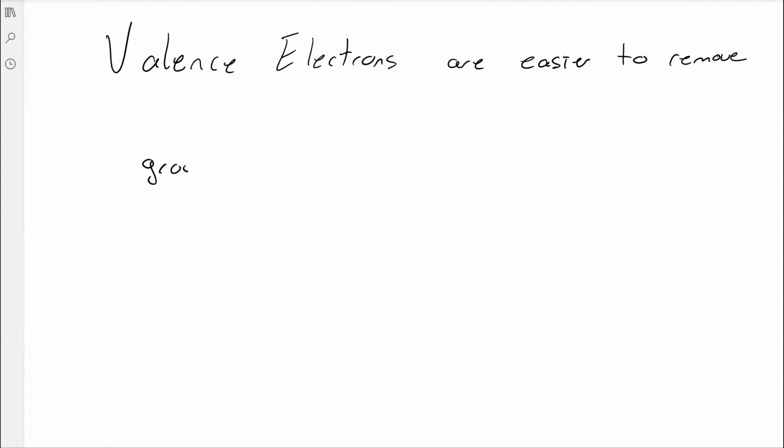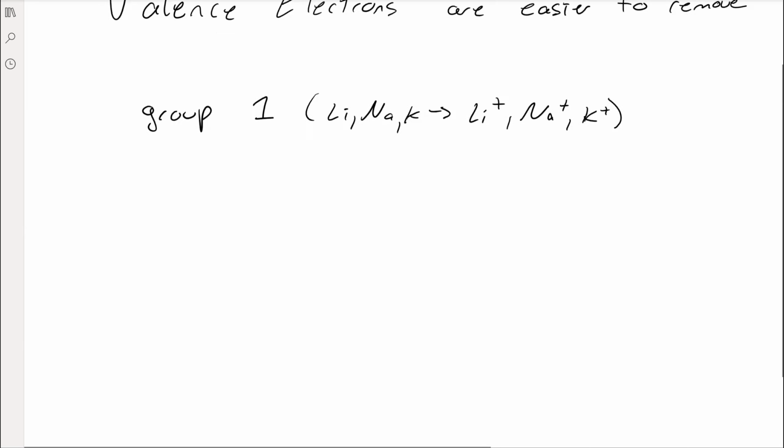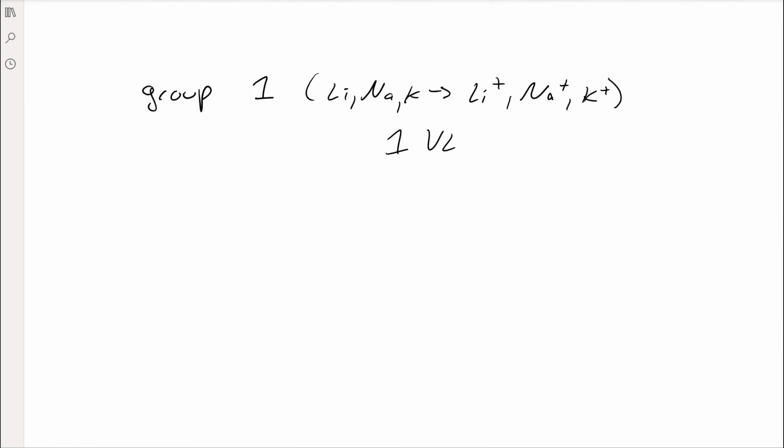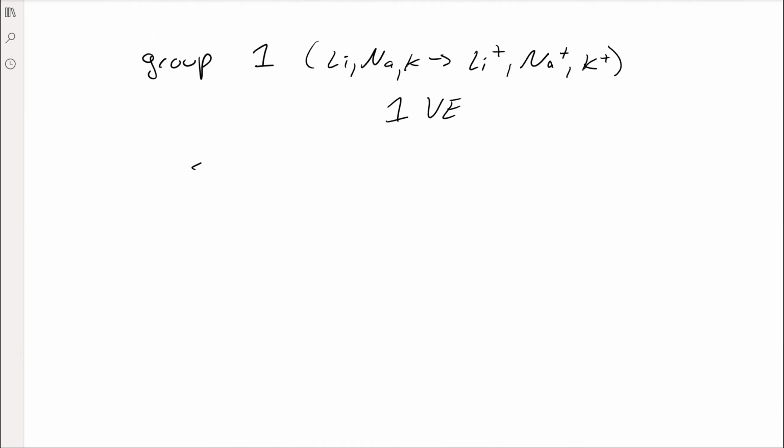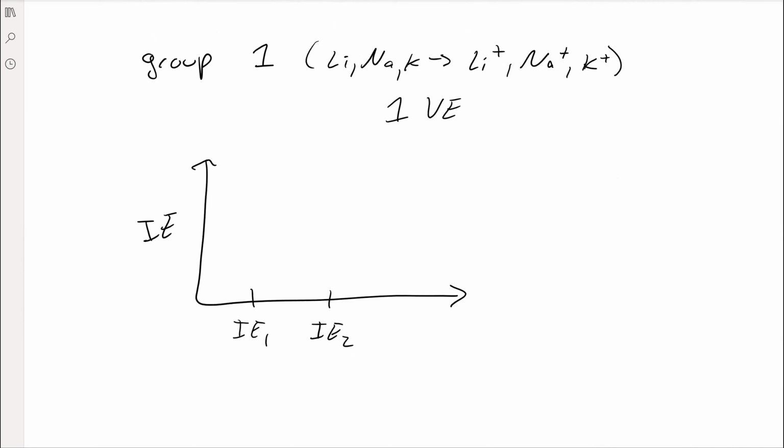So for example, group 1 elements, something like lithium, sodium, potassium. We know that they want to have that charge of Na+, Li+, K+. They essentially want to lose one electron, and that's because they have one valence electron. So if you were to take a look at their ionization energies, IE1, how much energy it takes to remove the first electron, the second electron, the third electron.